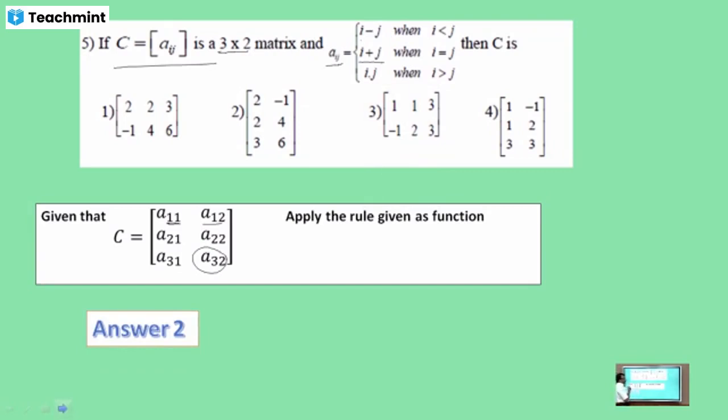Check whether your answer is correct or wrong. When 1, 1 is taken, it is 1 plus 1, which is 2. When I take 1, 2, i is less than j, so 1 minus 2 is minus 1. Correct? When I take element 2, 1, it is 2 into 1, which is 2. When I take 2, 2, the property says when i and j are equal, i plus j is 4. When I take 3, 1, i is greater than j, which means the third condition, so 3. When I take A32, i is greater than j, 3 into 2 equals 6.